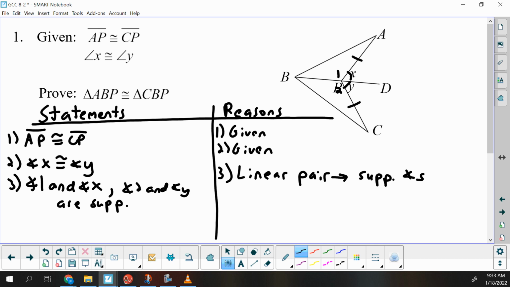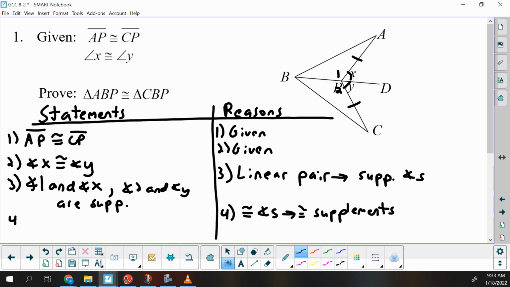So we just said they're supplementary. Our next reason automatically will be our other new one today. Congruent angles implies congruent supplements. If you're going to abbreviate supplementary angles with SUPP, write out supplements. You wouldn't want to abbreviate that SUPP because that's then meaning something different.